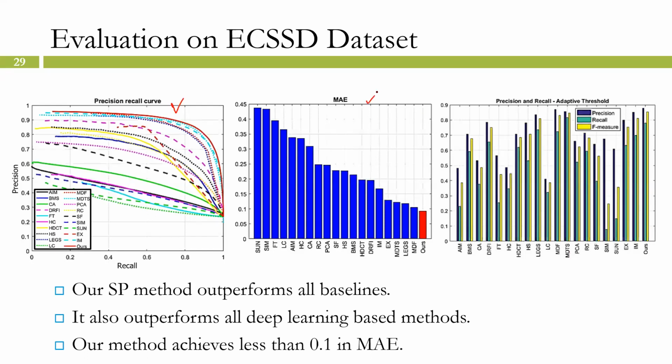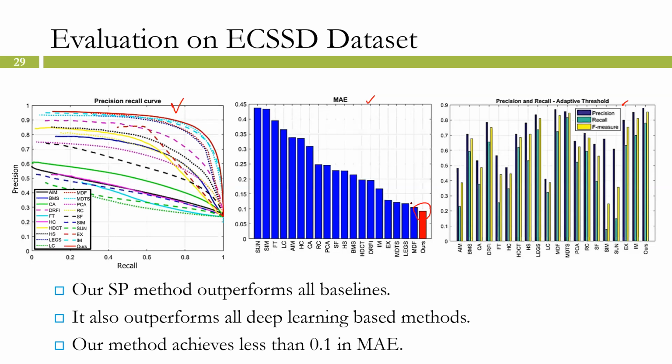We use MAE, the smaller the better, and we also use precision and recall with different adaptive thresholds. Our method outperforms all the baselines, and our MAE achieved less than 0.1. That's really a great achievement for that year.